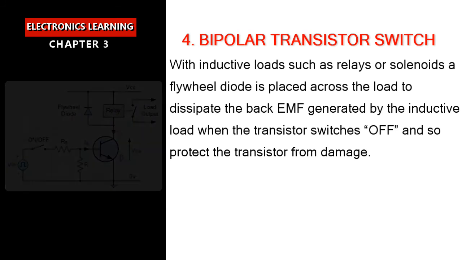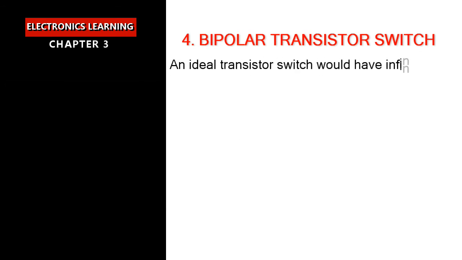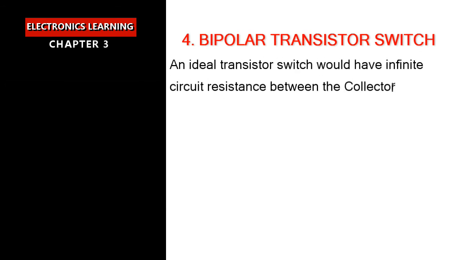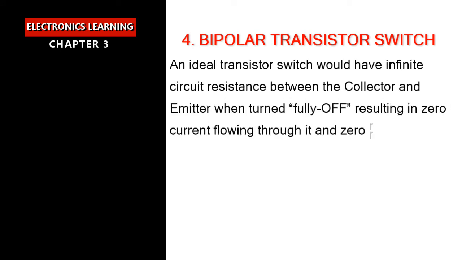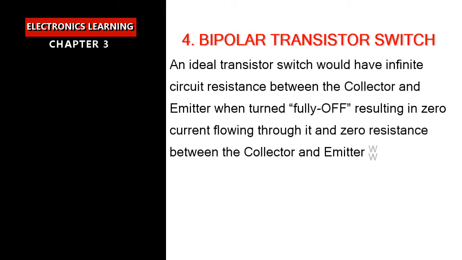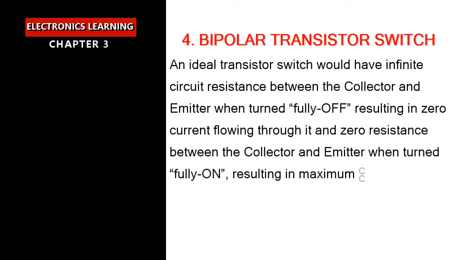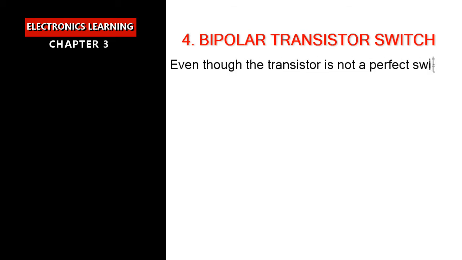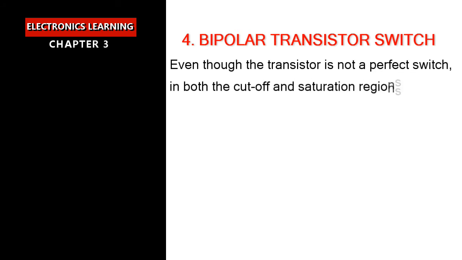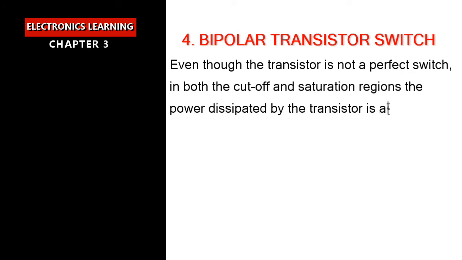from damage. An ideal transistor switch would have infinite circuit resistance between the collector and emitter when turned fully off, resulting in zero current flowing through it, and zero resistance between the collector and emitter when turned fully on, resulting in maximum current flow. Even though the transistor is not a perfect switch, in both the cutoff and saturation regions, the power dissipated by the transistor is at its minimum.